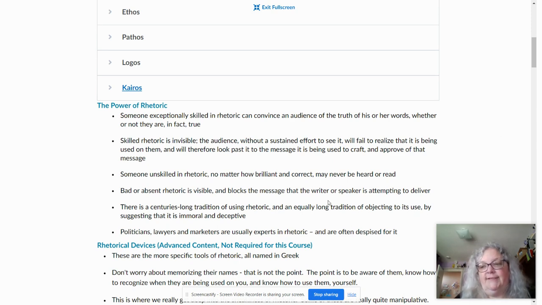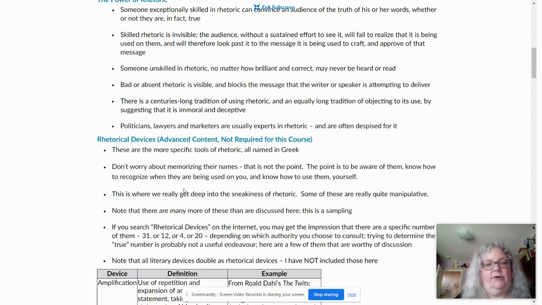For those of you who want to delve deeper, here are some specific rhetorical devices. They're more specific tools of rhetoric. They're all named in Greek as well. And if you decide to use them, the point is not what their name in Greek is. The point is using the skill.